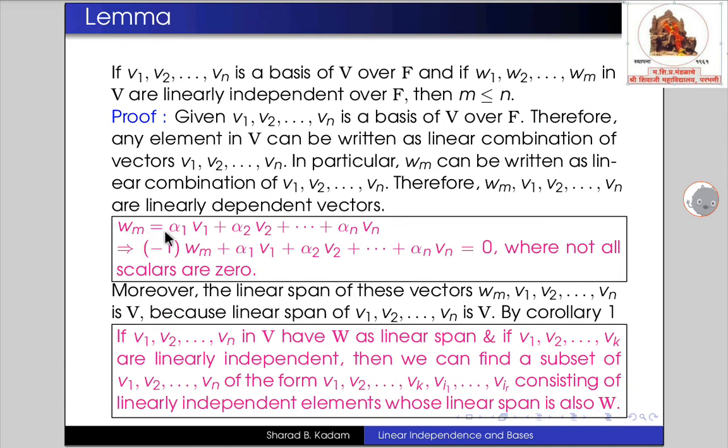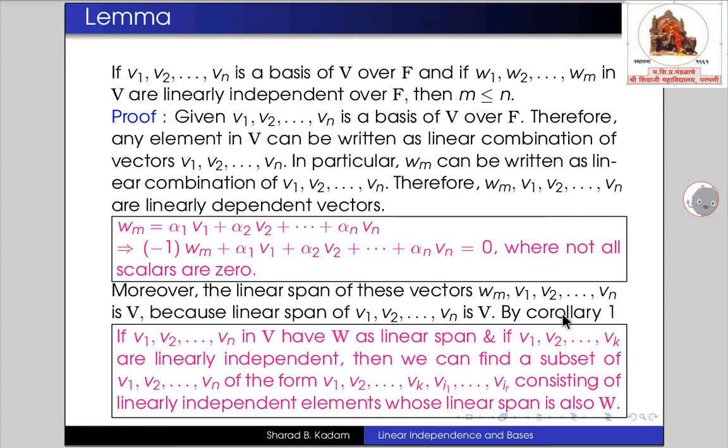Now this implies minus 1 times wm plus alpha 1 v1 plus alpha 2 v2 plus and so on plus alpha n vn equals 0, and here not all the scalars are 0. So by the definition of linearly dependent vectors, we conclude that wm, v1, v2, and so on up to vn are linearly dependent vectors. Now because the linear span of v1, v2, ..., vn is V, the linear span of wm, v1, v2, and so on up to vn is also V.